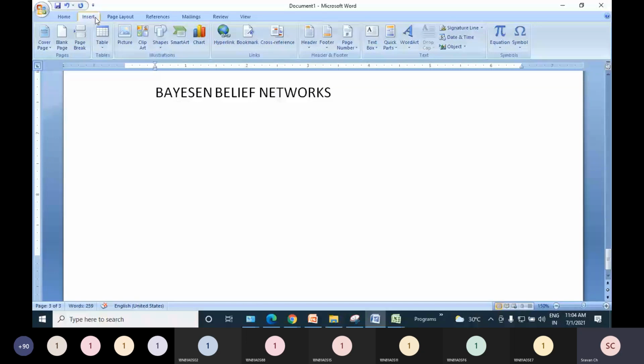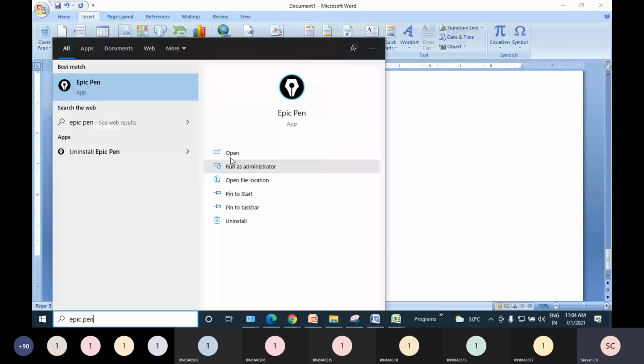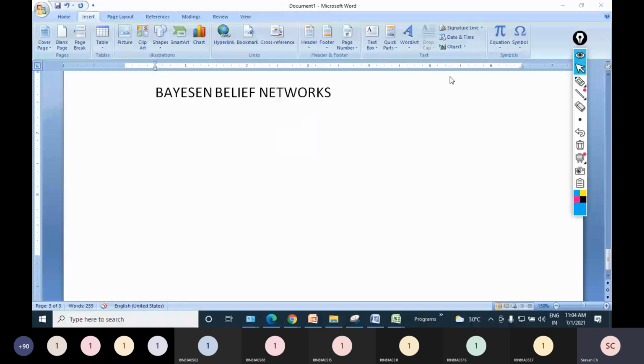Bayesian belief network is also an important concept. You can also expect a problem in Bayesian belief networks also, right? So, friends, just imagine.